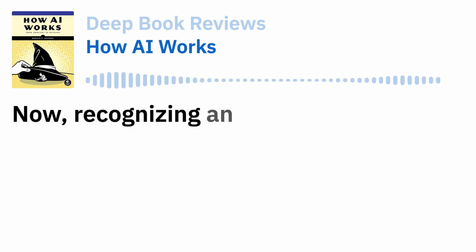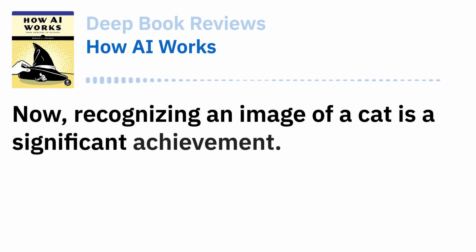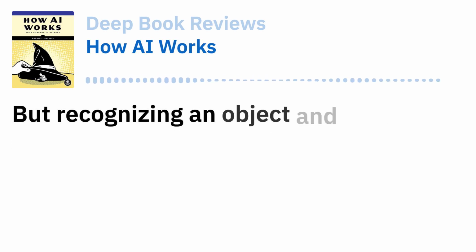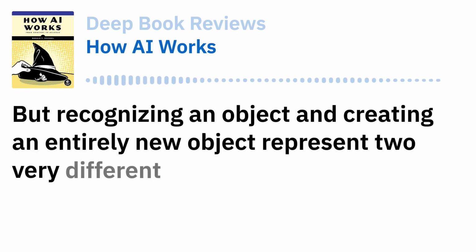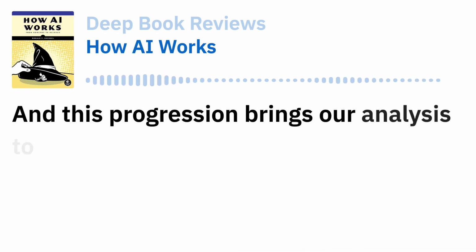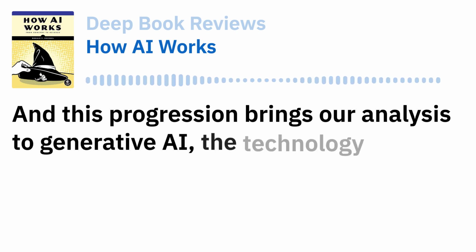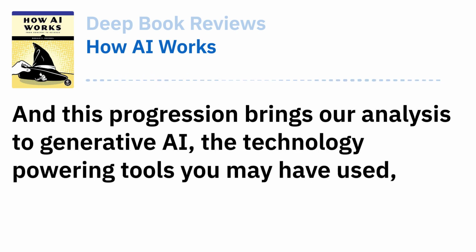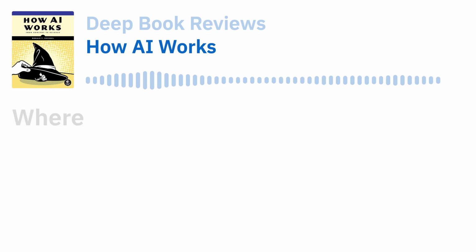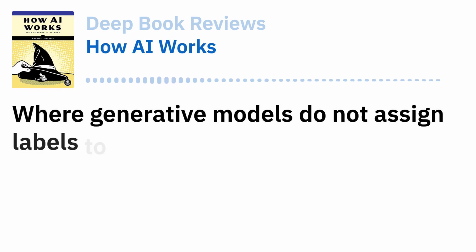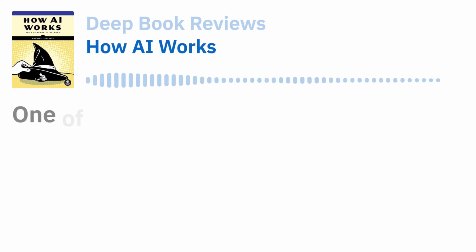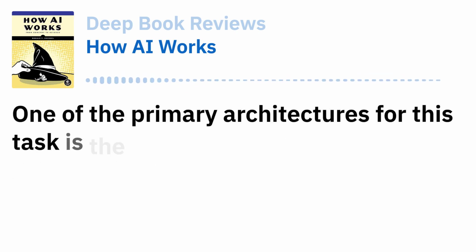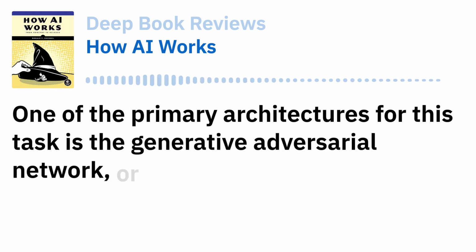Now, recognizing an image of a cat is a significant achievement, but recognizing an object and creating an entirely new object represent two very different cognitive leaps. They certainly do. And this progression brings our analysis to generative AI, the technology powering tools you may have used, such as DALL-E or Midjourney. Right, where generative models do not assign labels to existing inputs, they synthesize novel outputs. Yes. One of the primary architectures for this task is the Generative Adversarial Network, or GAN.